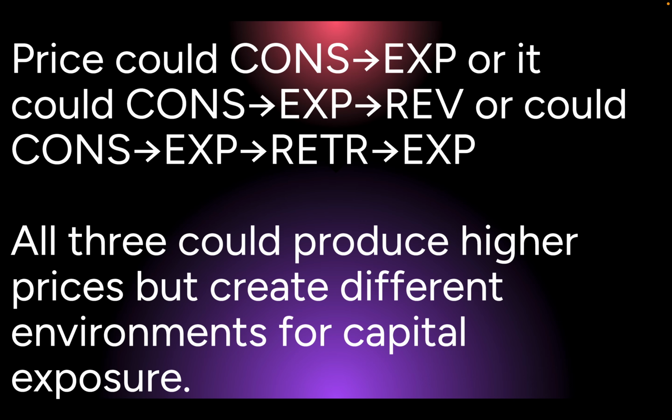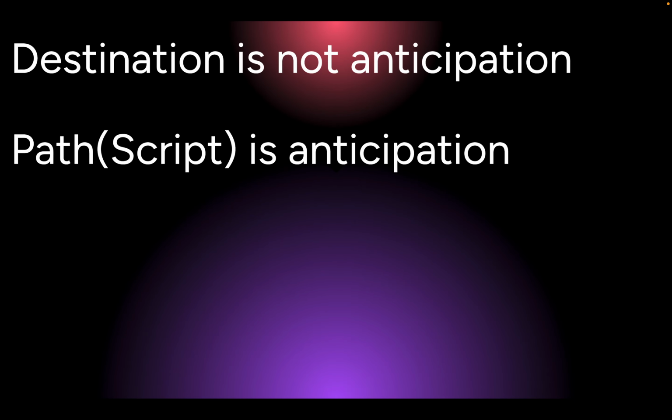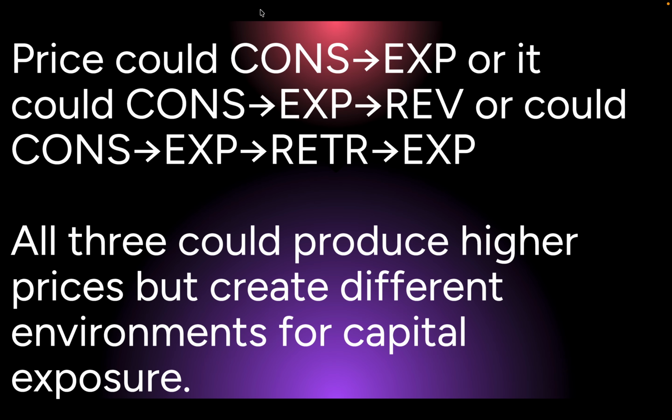Price could consolidate, then expand, or it could consolidate, expand, and reverse higher, right? Or it could consolidate, expand, retrace, and expand, continue higher. All three could eventually produce higher prices, but create different environments for capital exposure. Destination is not anticipation, script is anticipation, right?